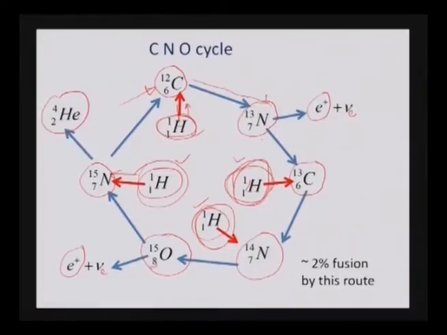4 protons are being consumed, and what is the output? One is this alpha particle, that is a helium nucleus, then you have one positron here, one positron here, one neutrino here and one neutrino here. So it is once again the same end result: 4 protons are consumed, one helium nucleus is formed, 2 positrons are formed and 2 neutrinos are formed. So that is known as the carbon-nitrogen-oxygen cycle. That is how the fusion takes place in the Sun.